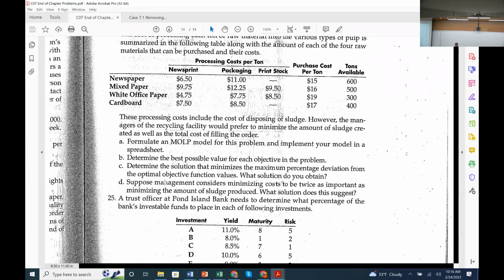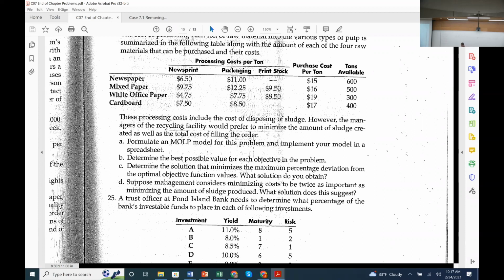Ragsdale takes us a step in that direction by saying, suppose management considers minimizing cost to be twice as important as minimizing the amount of sludge. What solution does this suggest? Honestly, that question is irrational, non-specific. It makes no sense. If you take the fall class from me, you'll learn this idea. You can't talk about some broad thing being twice as important as something else. It's really only sensible to talk about a specific swing in the amount of pollution being twice as important as a specific swing in the amount of profit.